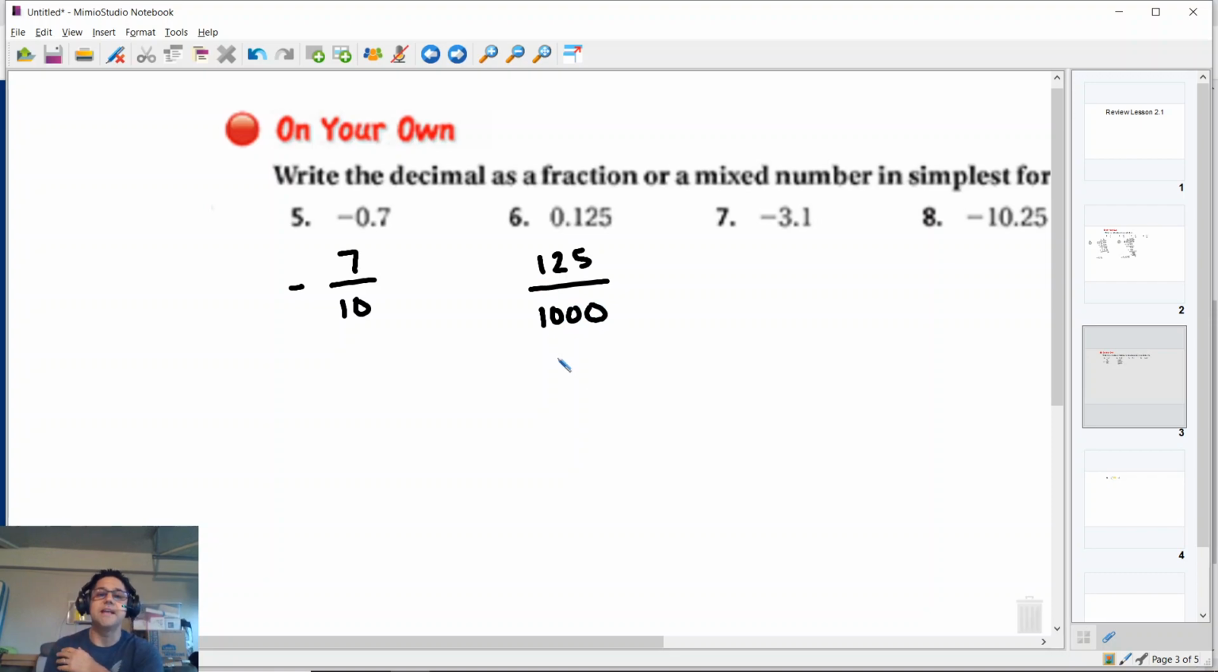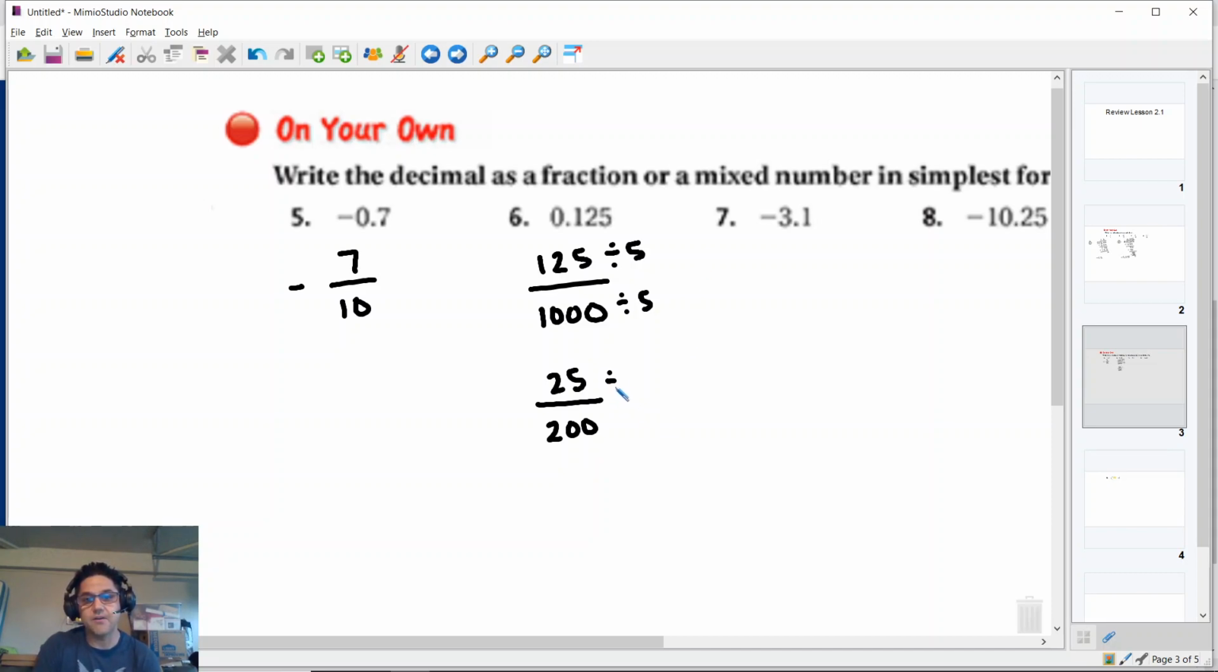This one can definitely reduce. I'm going to figure out what that's going to be. Now, most of you can say, well, it's probably going to divide by 5. You can try that style. 125 divided by 5 is 25. 1,000 divided by 5 is 200. But sometimes if we stop too early, we have to remember, you know what? I have to continue to divide.